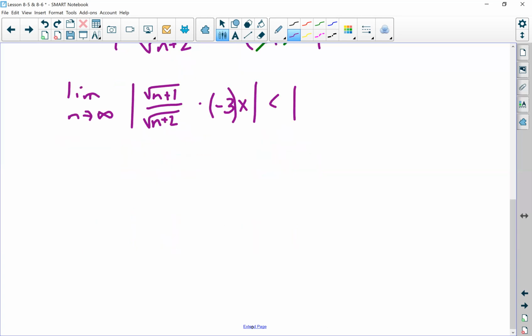As n goes to infinity, what happens to the square root of n plus 1 over the square root of n plus 2? Goes to 1, right? Again, you could think about L'Hopital, and you'd have 1/2 n plus 1 to the -1/2 times 1, and it works out. So I'm done with my n's. I just have this thing.